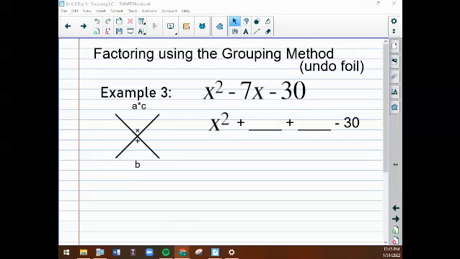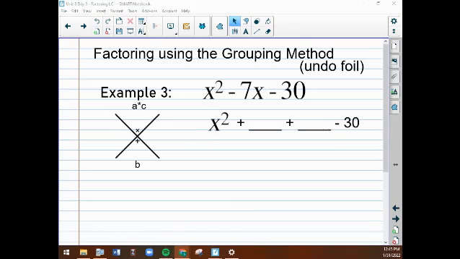All right, so in this video, I'm going to show you how to factor using the grouping method, and this is undoing the FOIL method. If you liked the box when you multiplied, then you're going to want to watch the factor by using the box method video.